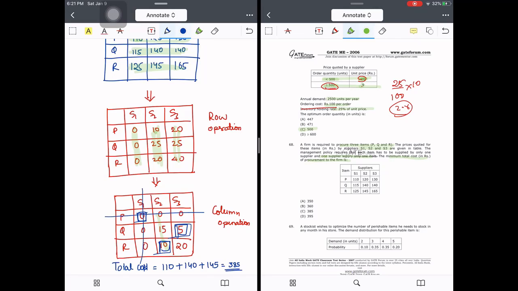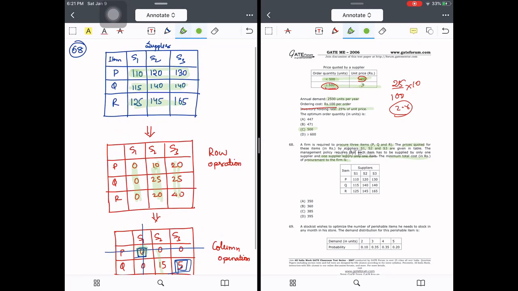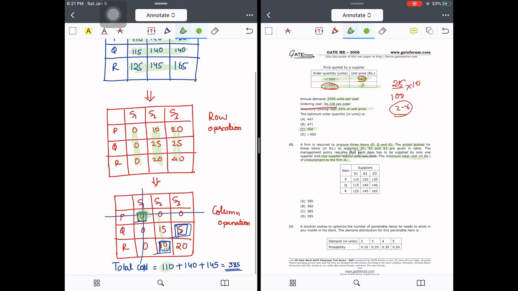Then I will take the minimum value 5 and then the third smallest value. This is 10. So 0, 5 and 10 are the 3 values that I got, and for the corresponding total cost, I will add up the prices they have mentioned in the table.